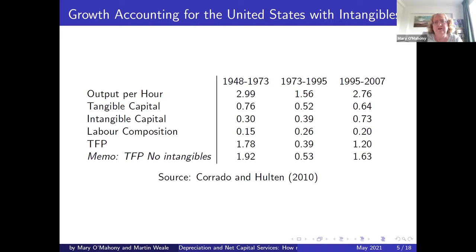So the takeaway from this literature is that intangibles are a very important part of investment behavior by firms, and they have important contributions to explaining output per hour worked or even output shares in the economy.